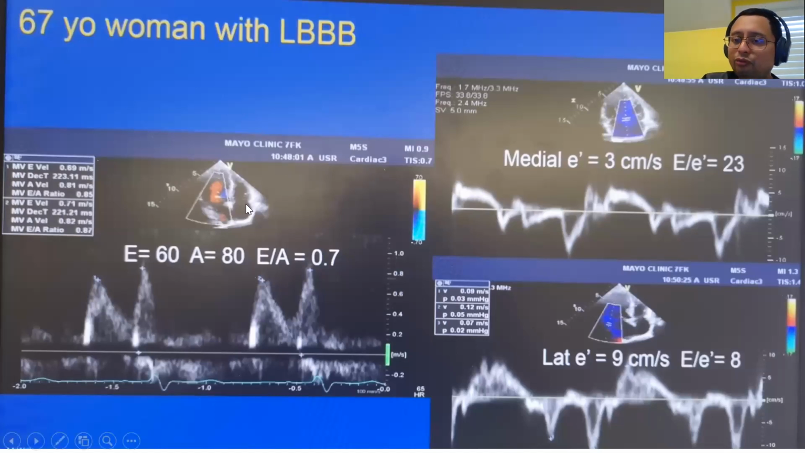So this is someone with left bundle branch block, okay? Now, if you look at E over A, it is 0.7. Medial E prime is 3, and lateral E prime is 9. If you're thinking about constrictive pericarditis, you will be suspicious because I teach you that in constrictive pericarditis, the medial E prime should be much higher than this, and the medial E prime should be higher than the lateral E prime. So the patient should have annulus paradoxus and annulus reversus, okay?